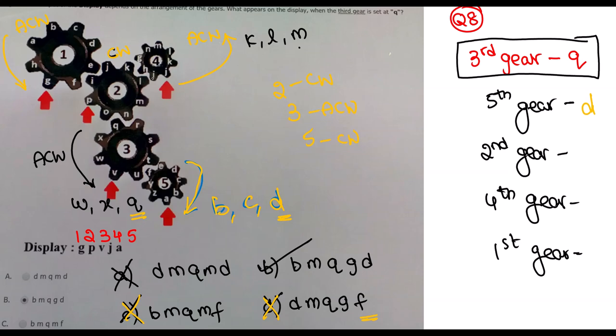Oh, anti-clockwise, right? So sorry. Anti-clockwise. Right now, J, I, H, G. Fourth gear will be G. Here, this is anti-clockwise. H, A, B. B is the first gear. What about second gear? Second gear should go clockwise. Second one should go clockwise. O, N, M.